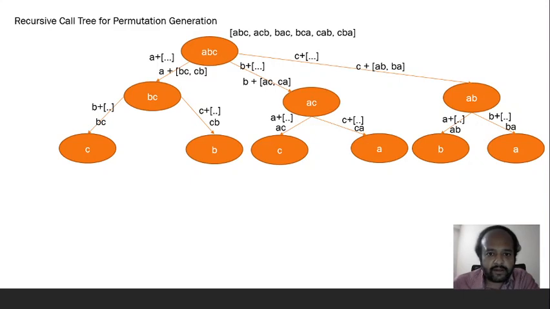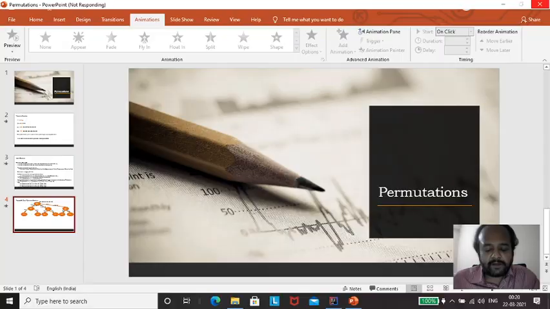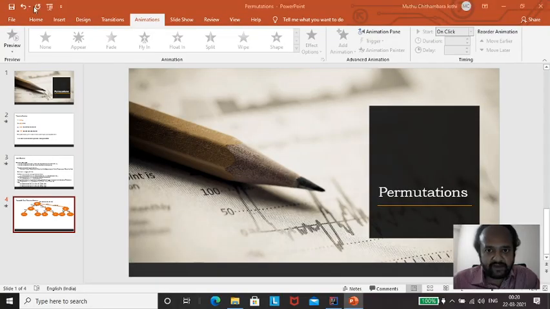Finally, we get all the permutations of the input string ABC: ABC, ACB, BAC, BCA, CAB, and CBA in lexicographic order. So this is how we can visualize a recursive call tree for permutation generation. Now, with this idea in mind, let's go to the code and understand how we actually implement this in the code, so that it becomes a little easy. So let's go to the code, right?